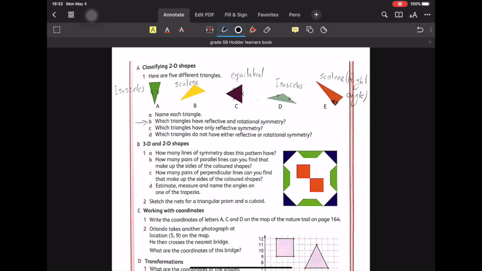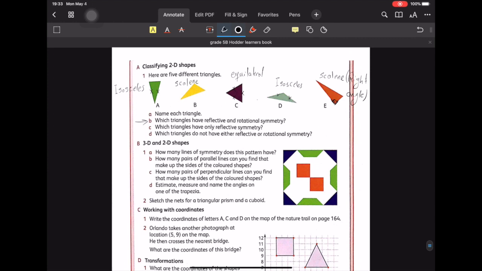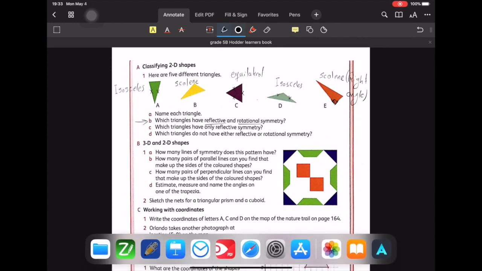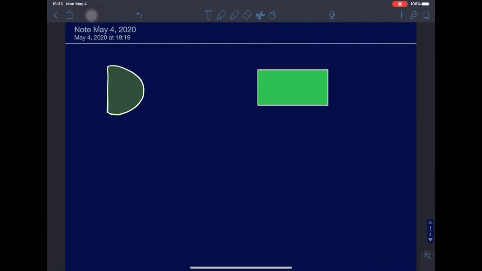Question B says, which triangle has reflective and rotational symmetry? Okay, in order to remind you of the reflective and the rotational symmetry, the reflective symmetry talks about if we have a reflection line which can divide the shape into 2 similar parts.